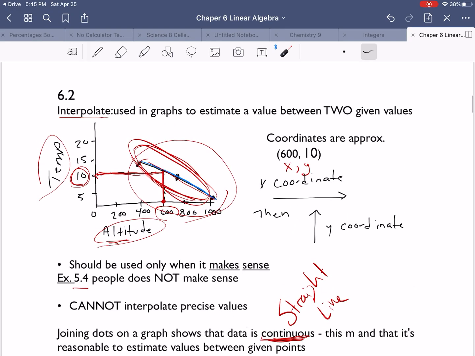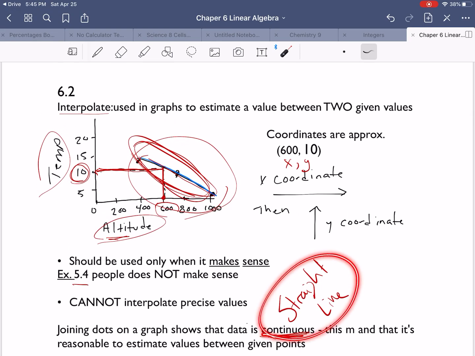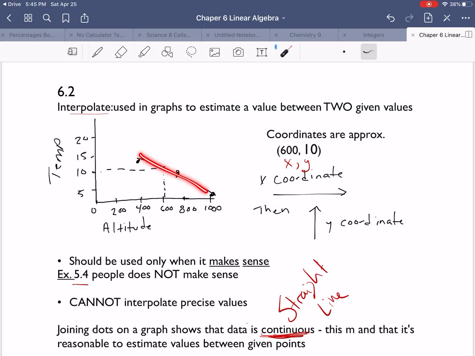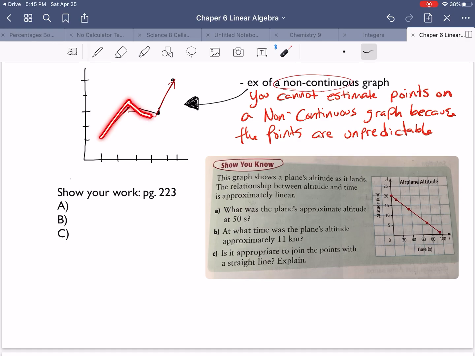And continuous means a straight line. So on a graph like this up here, you can make some estimates because it's a continuous graph. But when the line goes zigzaggy like this, it's a non-continuous graph and you cannot make any estimates. So you can't tell if this was a 4, I don't know, in the 4th stop, could you determine? Well, you don't know if you could, so you have to say no.